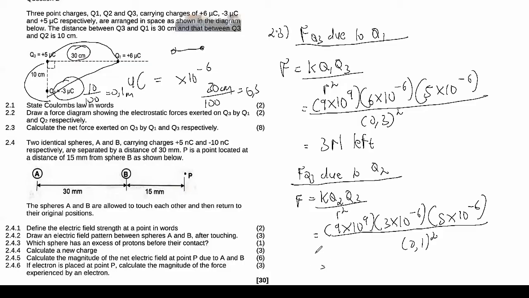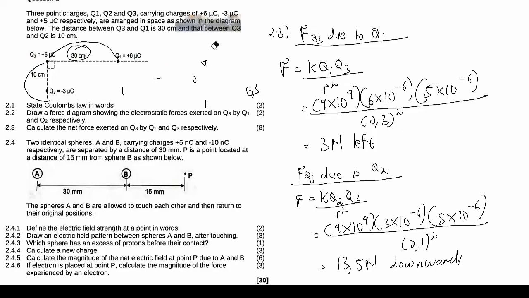Then when we punch all that into our calculator, let's quickly punch that. We have 13.5 newtons. But then remember, according to our force diagram, this was going downwards, right? So we need to indicate this is downwards. Now, we are left with calculating the net force. So how do we calculate the net force right now?